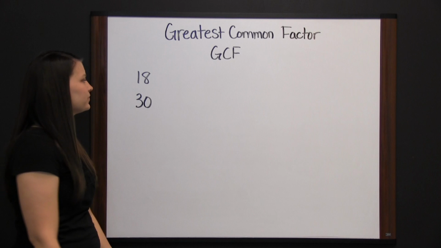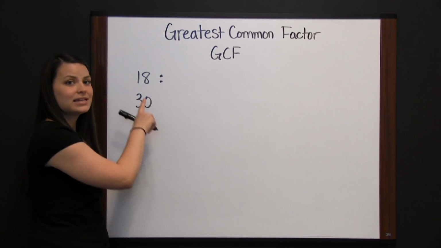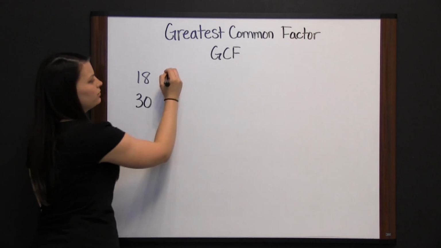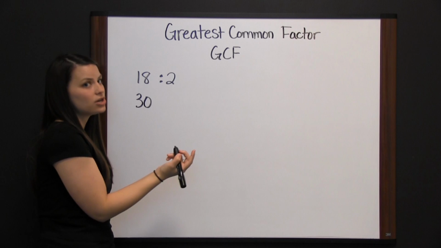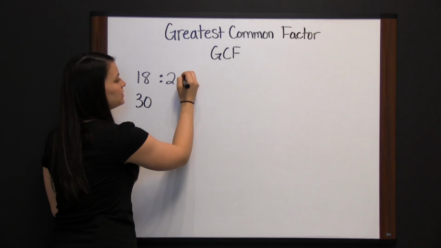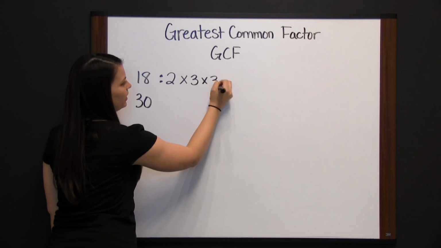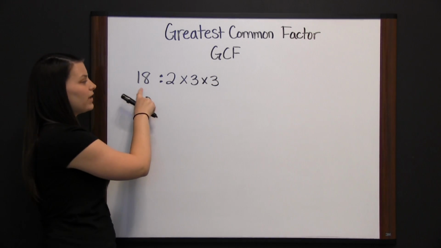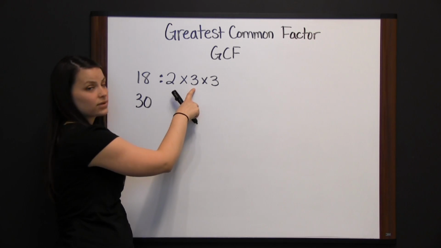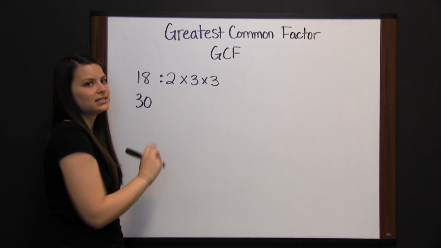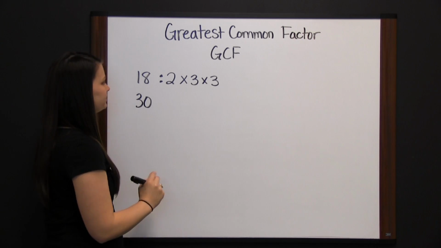So the prime factorization of 18: it is even, so it's divisible by 2. So 2 times 9 would be 18. 9 is not prime though, so we need to break 9 down. And the factors of 9 are 3 times 3. So the prime factorization of 18 would be 2 times 3 times 3. 3 times 3 is 9, times 2 is 18. I always like to check after I've factored to make sure I've got it.